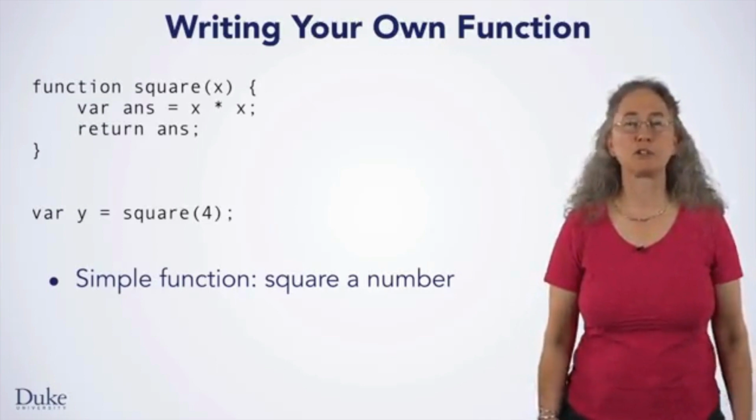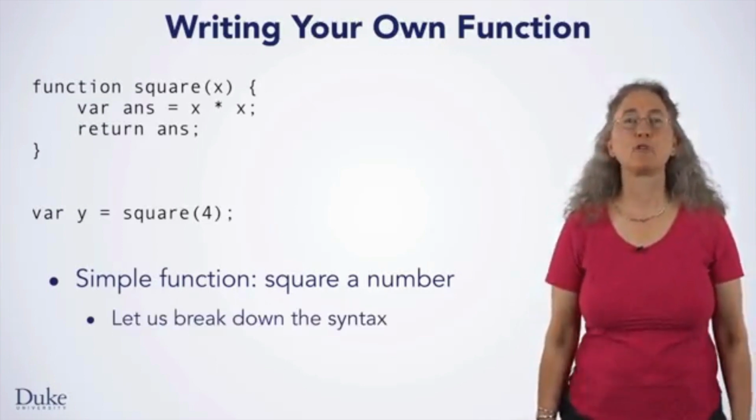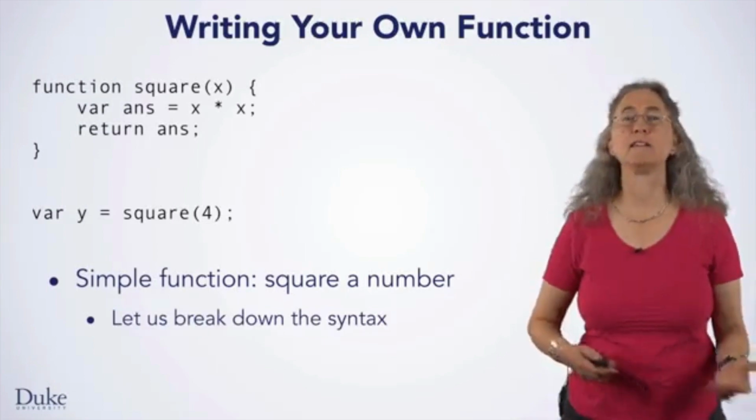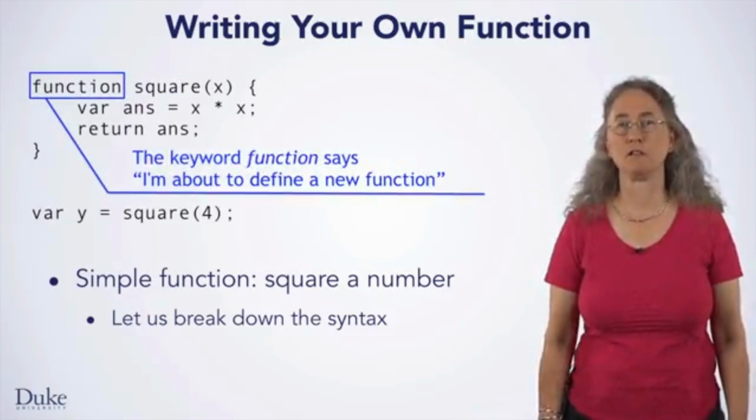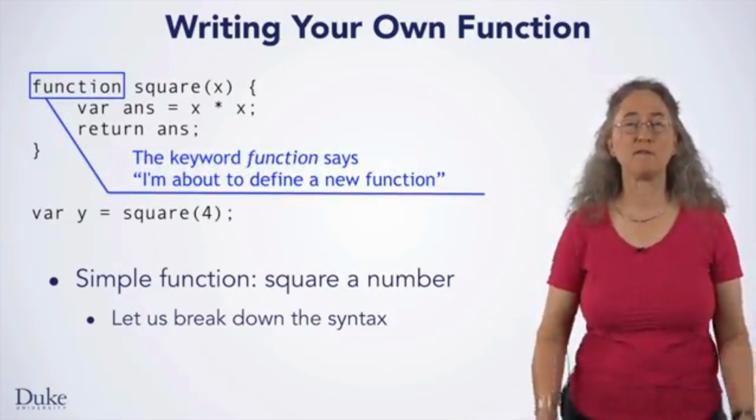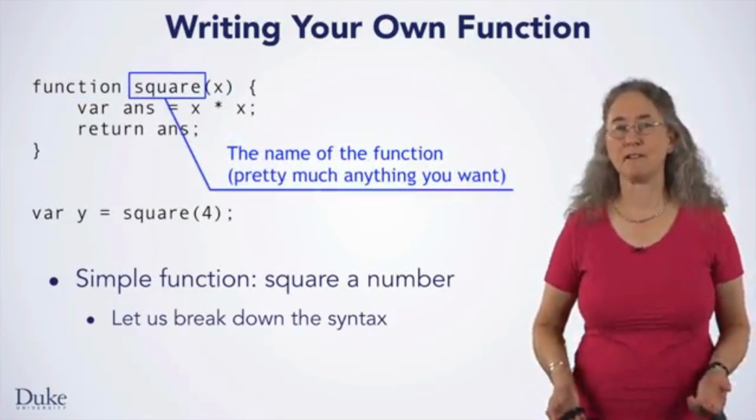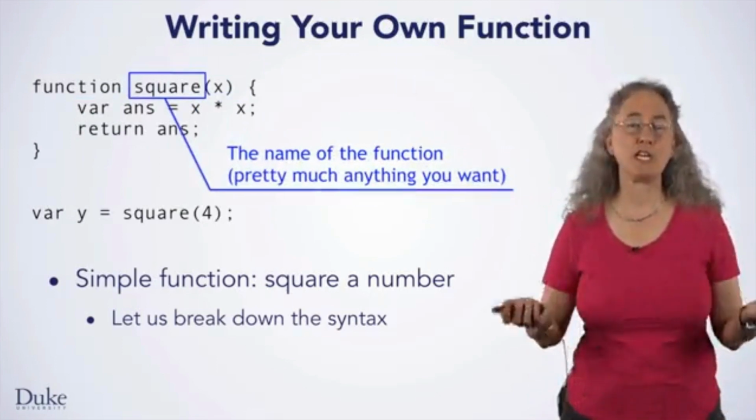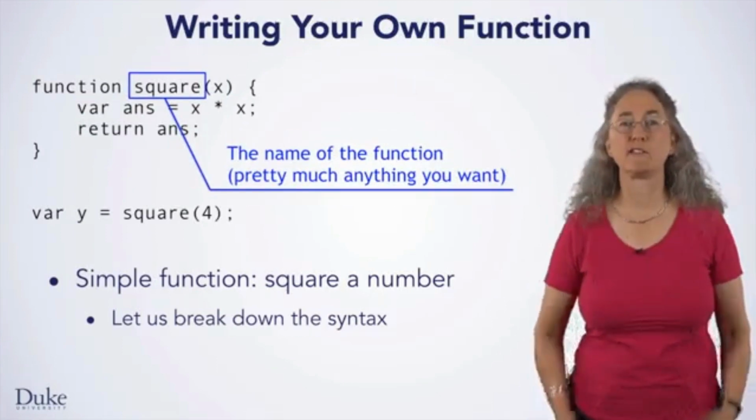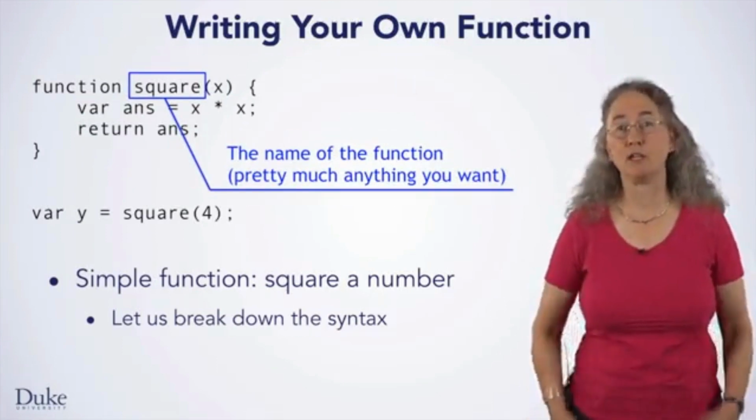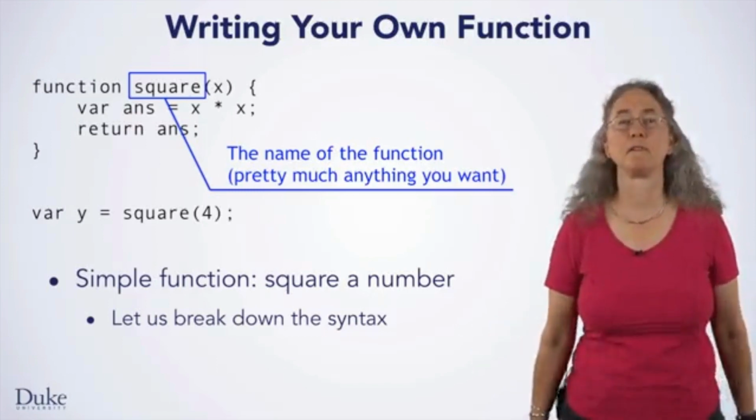We have defined the function first and then called it later. Now let's break down the syntax, then see the semantics. First, we have the keyword function, which says that we are about to define a new function. Then we have the name of the function. As with variables, you can pick most any name you want, but it should be descriptive. In this case, square is a good name, since it describes what the function does, squares a number.